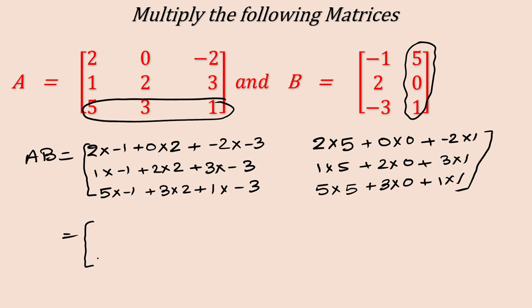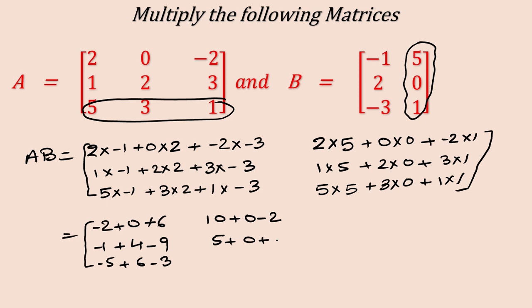Just now find the answer. Be careful with the calculation. 2 multiply minus 1, minus 2, 0 multiply 2, 0, plus minus 2 multiply by minus 3, plus 6. Same here, 1 multiply minus 1, minus 1, 2 multiply 2, 4, 3 multiply minus 3, minus 9, 5 multiply minus 1, minus 5, 3 multiply 2, 6, 1 multiply minus 3, minus 3, and the last is 2 times 5, 10, plus 0, minus 2. Then 1 multiply 5, 5, plus 0, plus 3.